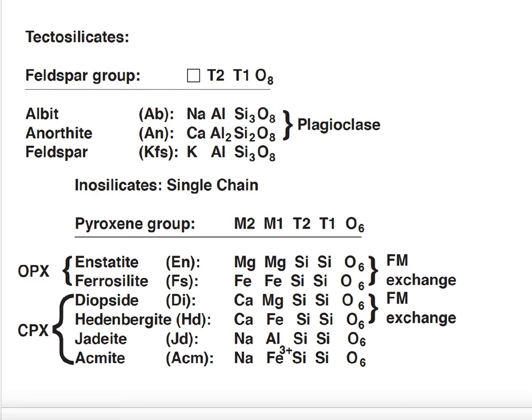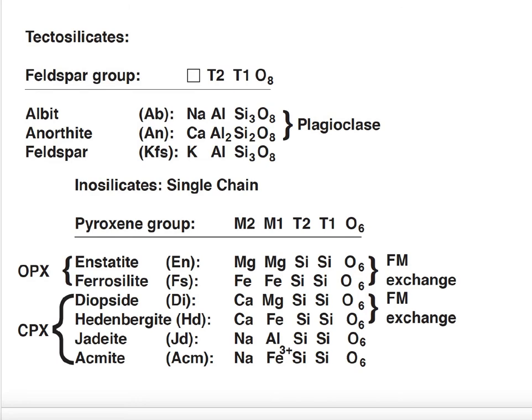If you are going to the K-feldspars, which can be subdivided in sanidine, orthoclase, and microcline, then we have just to replace sodium with potassium. That means we have potassium, aluminium, Si3O8. So, and these are now the common exchanges in the feldspar group.